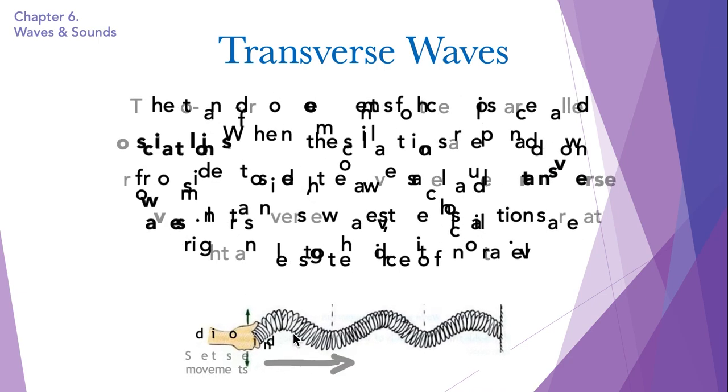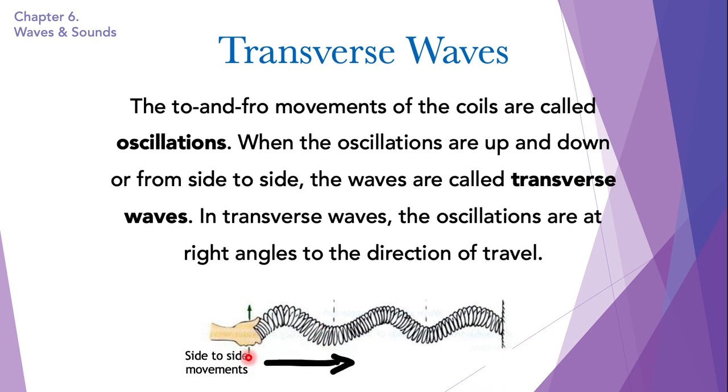So as you can see, the to and fro movements of the coils are called oscillations. These are the movements we're talking about. This is the direction of the wave traveling. So if we start moving the coil from here at this point, the wave would travel in this direction. So when the oscillations are up and down or from side to side, the waves are called transverse waves. In transverse waves, the oscillations are at right angles to the direction of travel.